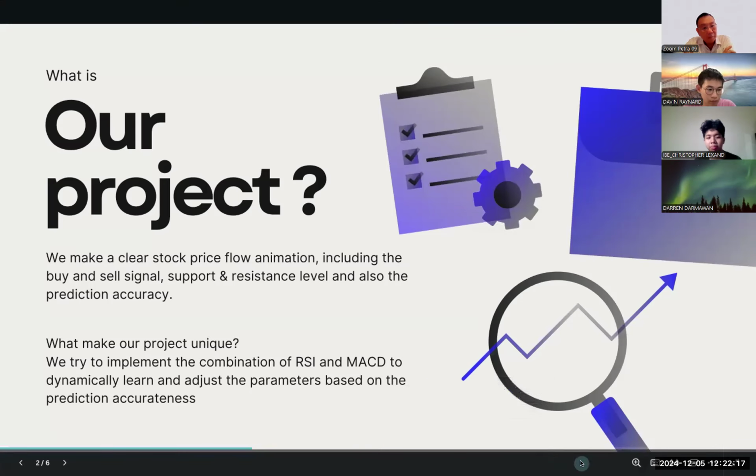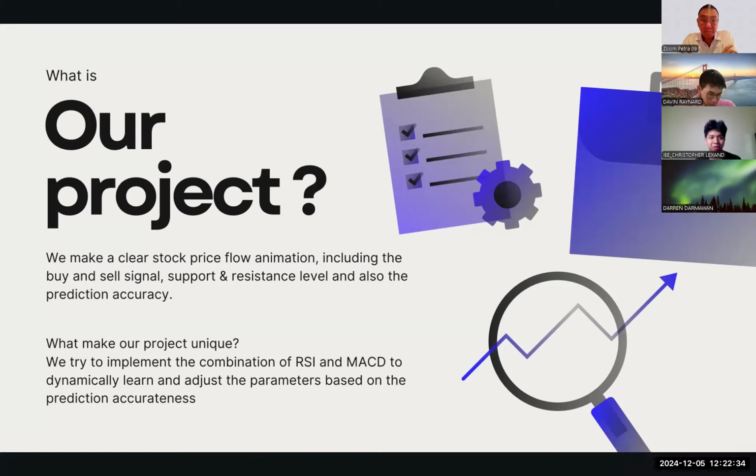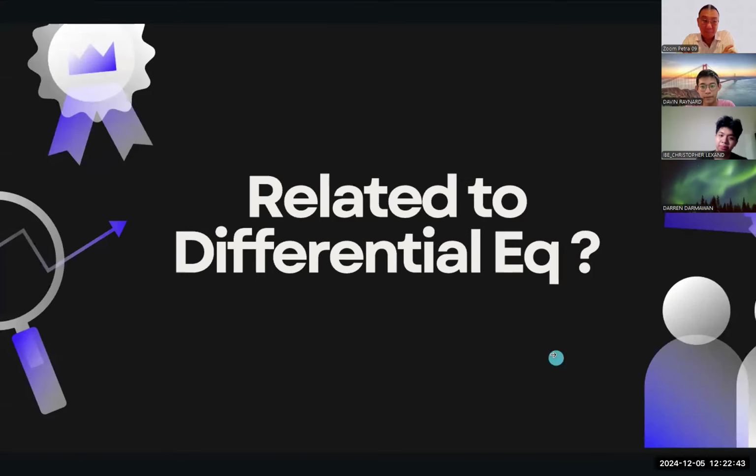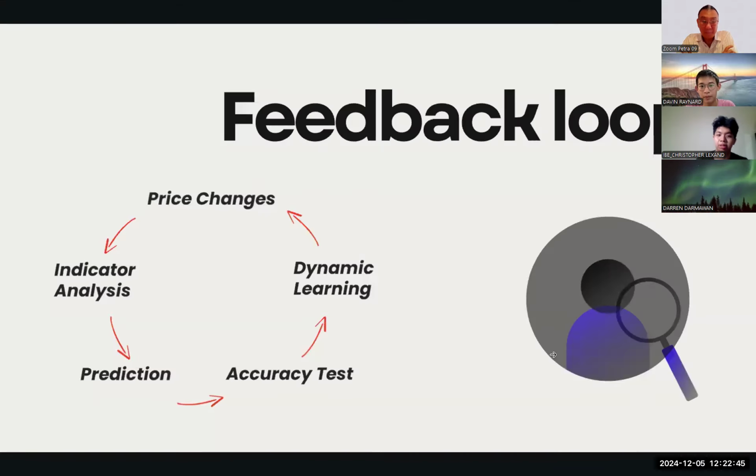We will implement the combination of RSI and MACD indicators to dynamically learn and adjust the parameters based on the prediction accuracy. If it is correct, it will learn and adjust the parameters. And if it's wrong, it will also punish the program and try to change the parameters. So there's a feedback system. Yes, so here are feedback loops.